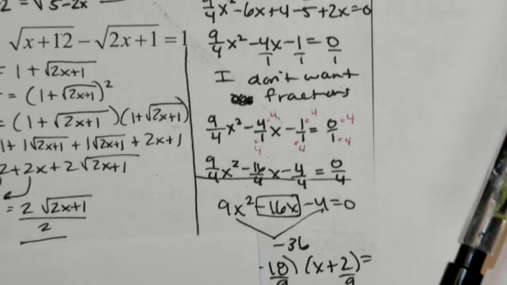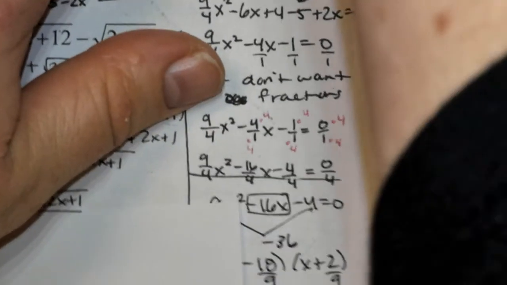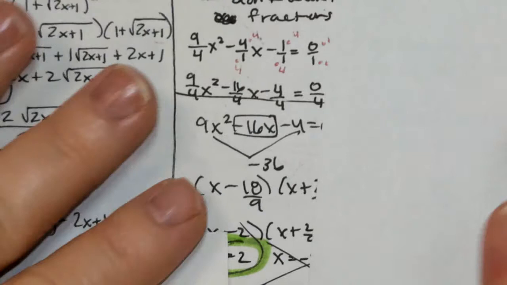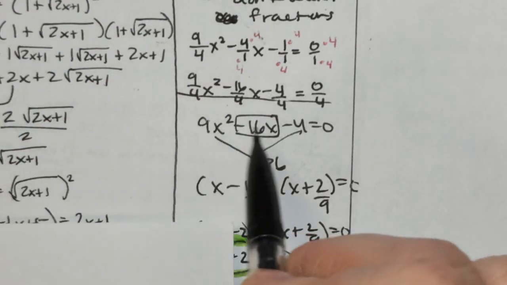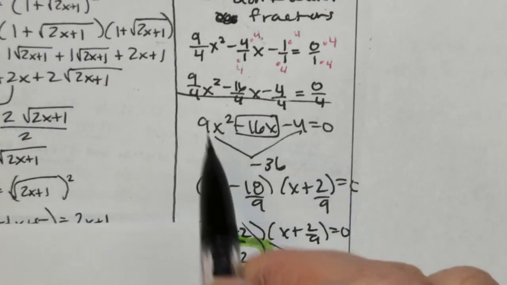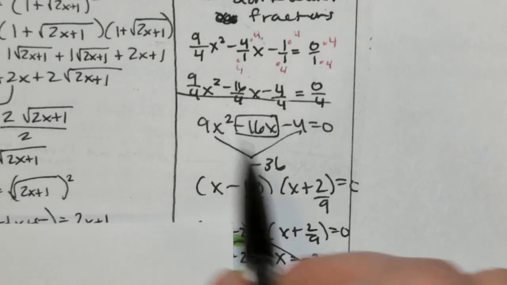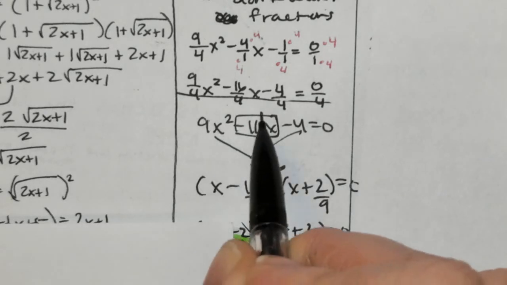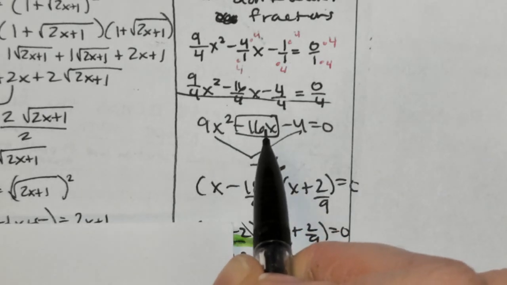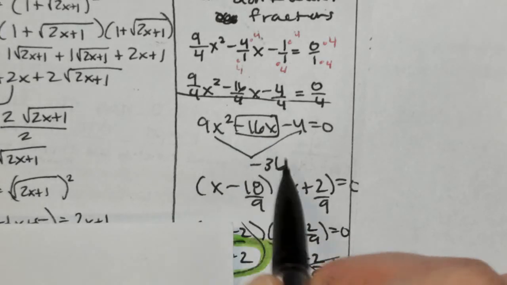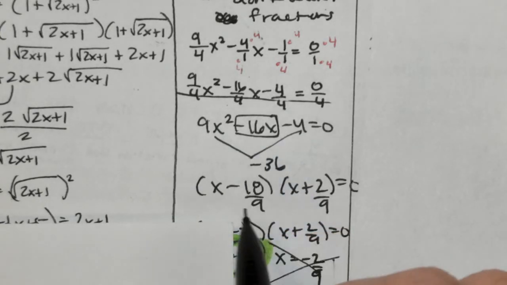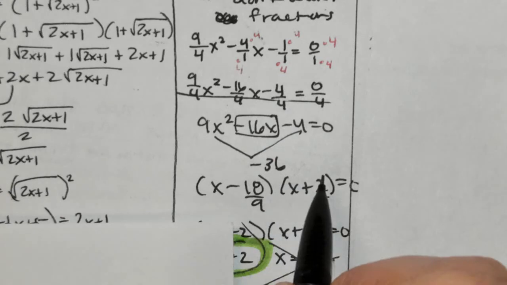How can we solve at this point? We can plug it into the graphing calculator, and we can graph it to find what are the real zeros. I can do the quadratic formula, or let's see if I can factor. Maybe that's a possibility. What multiplies to give you negative 36 and combines to give you a negative 16? Negative 18 and positive 2.